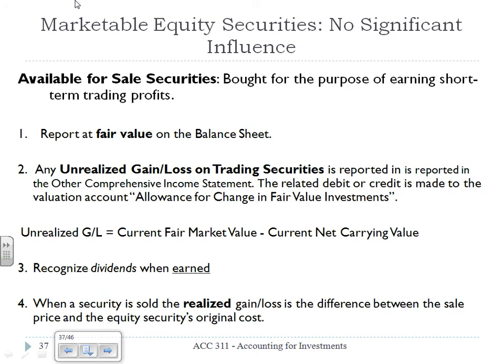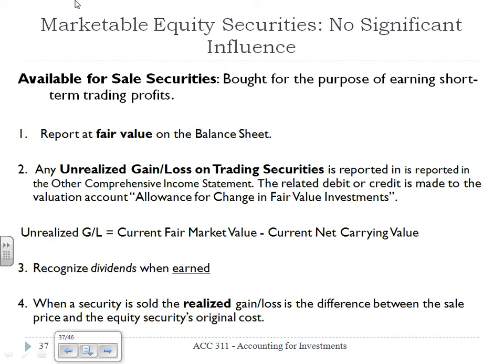For available for sale securities, we're going to report these at fair value on the balance sheet. Any unrealized holding gain or loss is reported in other comprehensive income, just like it is for the debt securities. And the related debit or credit is made to the valuation account, allowance for change in fair value of investments. So we do use a valuation account for this situation. We recognize dividends when earned, and when a security is sold, the realized gain or loss is simply the difference between the sale price and the equity security's original cost.